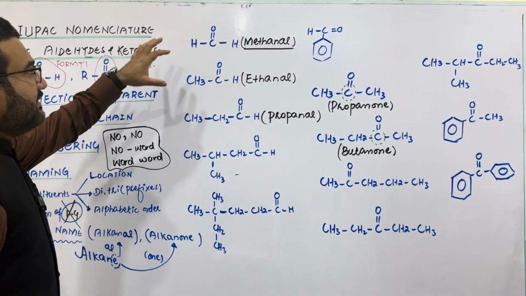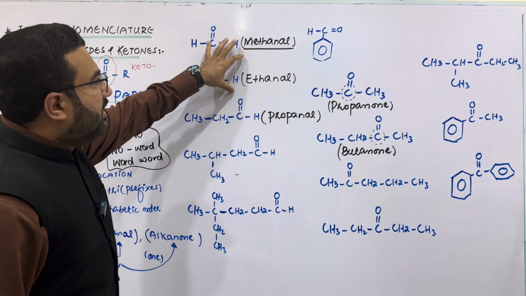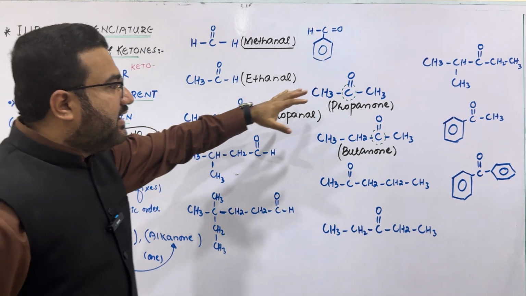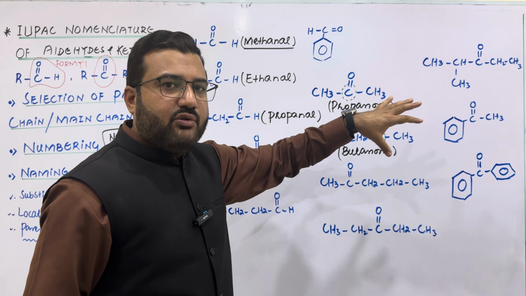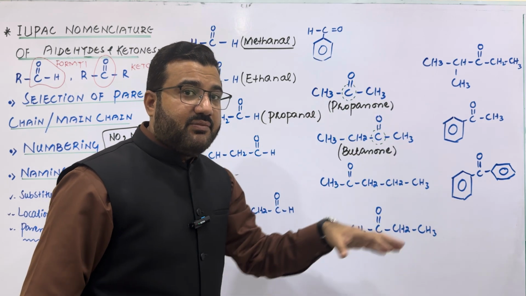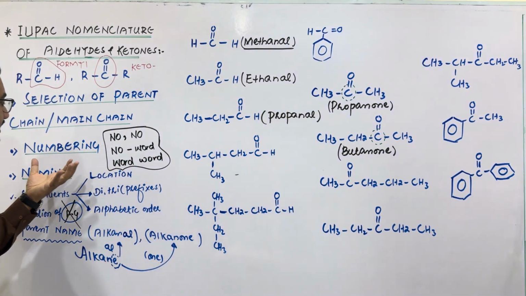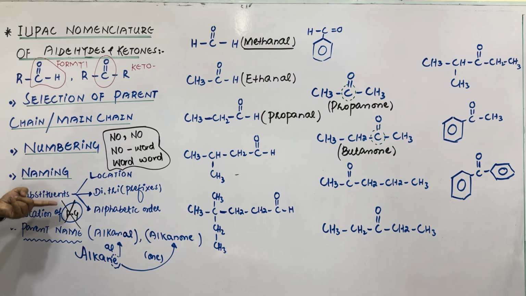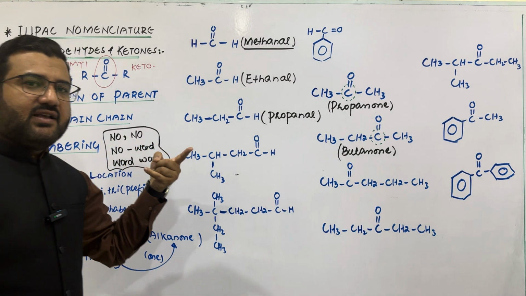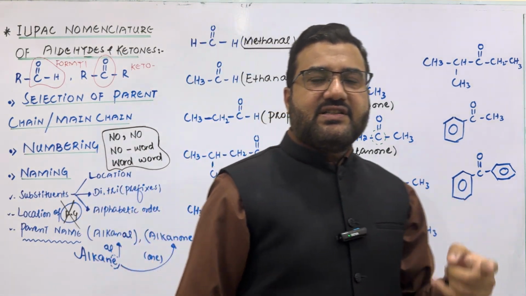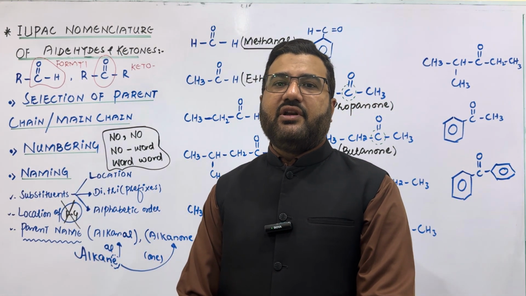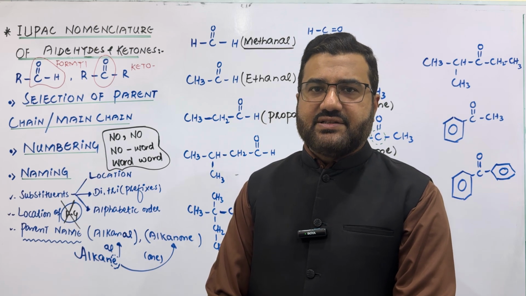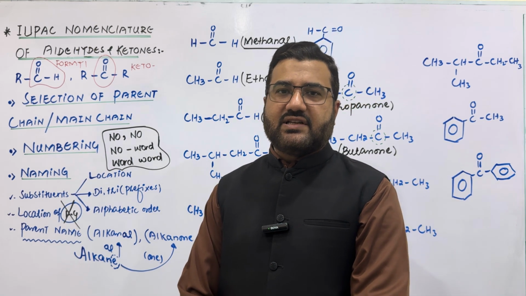So it is very simple to name the aldehydes which have up to 3 carbons, and in case of simple ketones, the IUPAC nomenclature is again very simple. But if an aldehyde or ketone gets complex, then these are the steps that we will have to follow while naming the aldehydes or ketones. The first is the selection of the continuous longest chain of carbon atoms, that will be called the parent chain, or you can say main chain or skeletal chain.